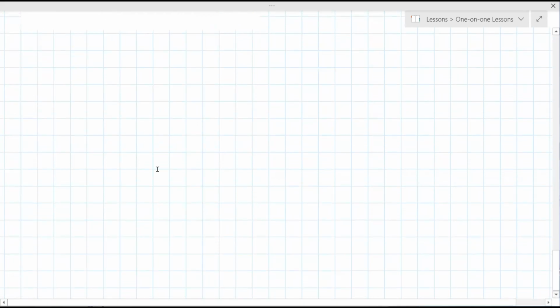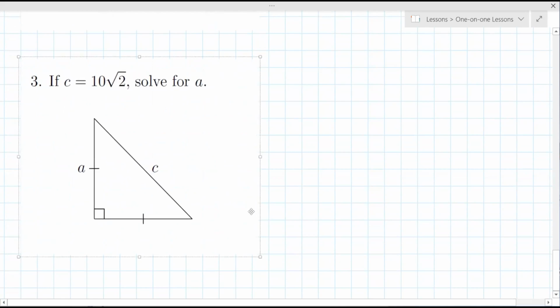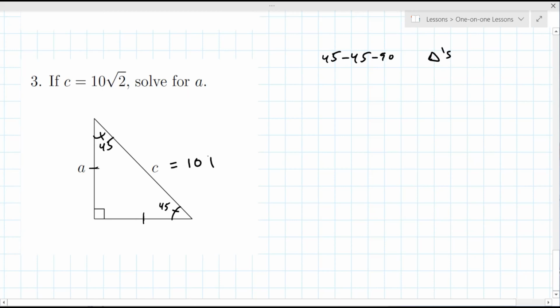So here again, it's a 45, 45, 90 triangle. The reason we know it's a 45, 45, 90 triangle is if the two legs are the same, that means the two angles have to be the same. If the two angles are the same, then they both have to be 45. So right now, we're all doing 45, 45, 90 triangles. Now this time though, I'm giving you the hypotenuse and I'm asking you to solve for a leg.